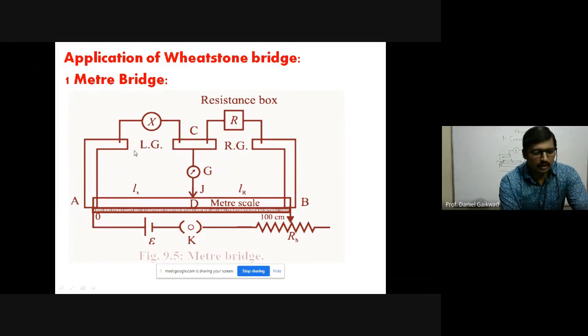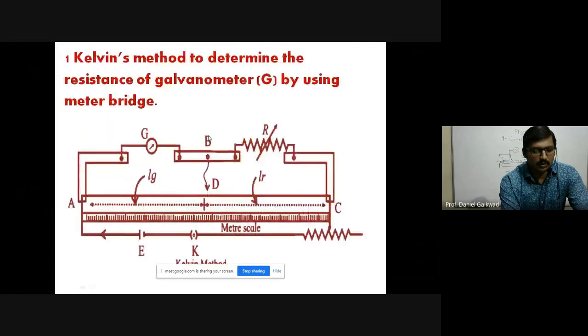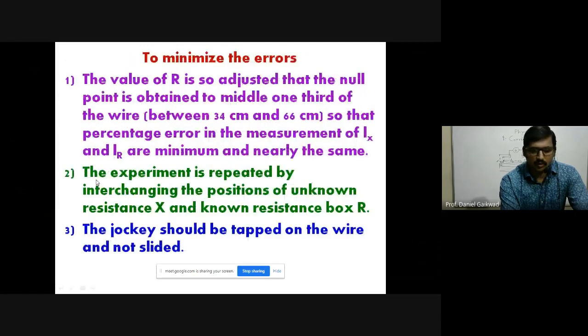What we have connected here in the left gap, LG in diagram, is unknown resistance X, and on the right gap we have resistance box having resistance R. When we have the calculation of null point and corresponding Lx, Lr, then we interchange X with R, so X will be connected from left to right gap and R from right to left. In that case, we eliminate the error in measurement of X. So this will be the method. Already we have learned this meter bridge circuit. This will be the interchanging process.